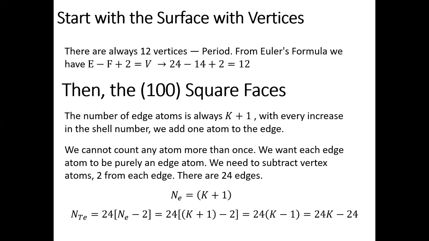Okay, there are 12 vertices, period. No matter how big the cluster, you always have 12 vertices. So let's do the next easiest one, the square faces. The number of edge atoms is always k plus 1. With every increase in the shell number, we add 1 atom to the edge. Go back to my picture.